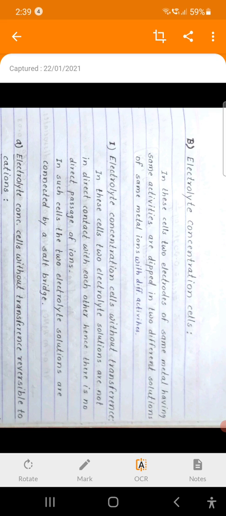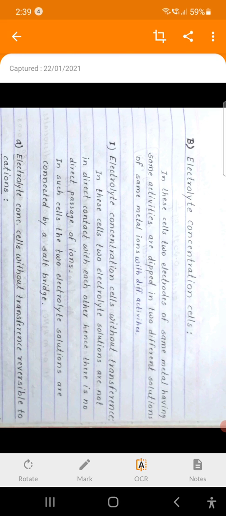We have already explained electrode concentration cells, which are of two types: electrode concentration cells reversible to cations and electrode concentration cells reversible to anions. Both types are already explained.